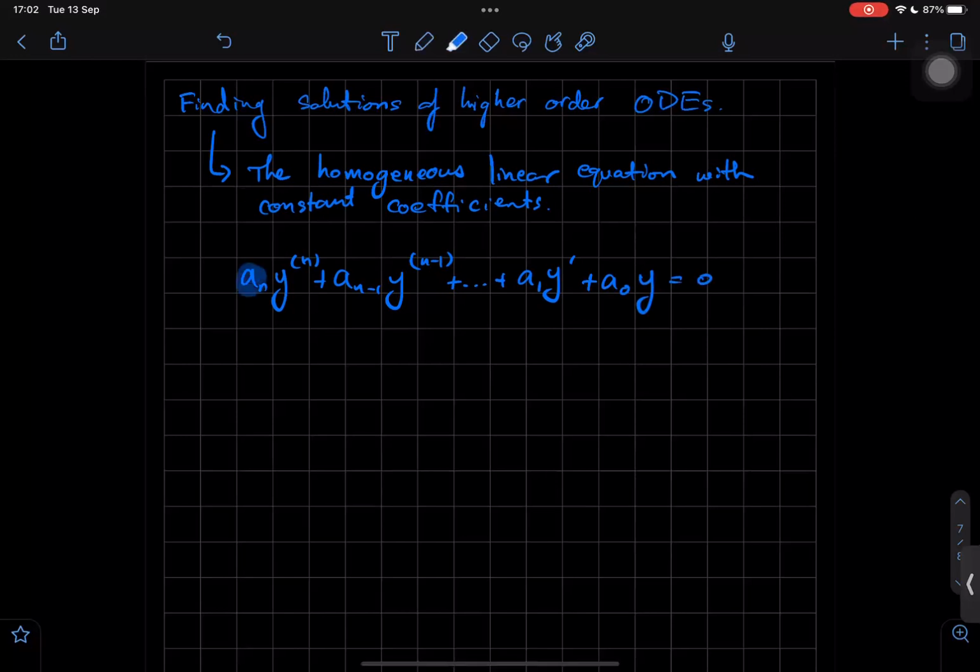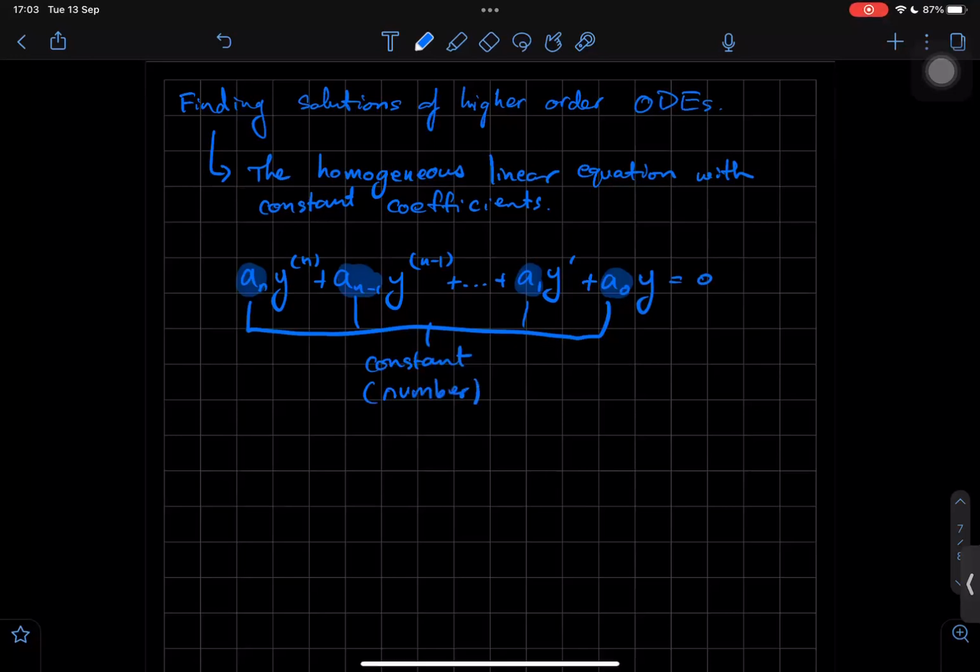Okay, this coefficient needs to be constant. It has to be some number, and here we call it homogeneous when it's equal to 0.